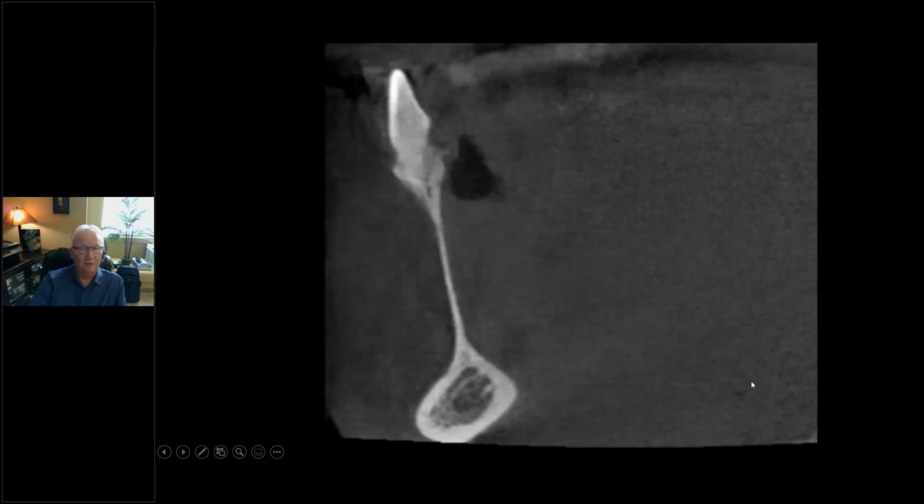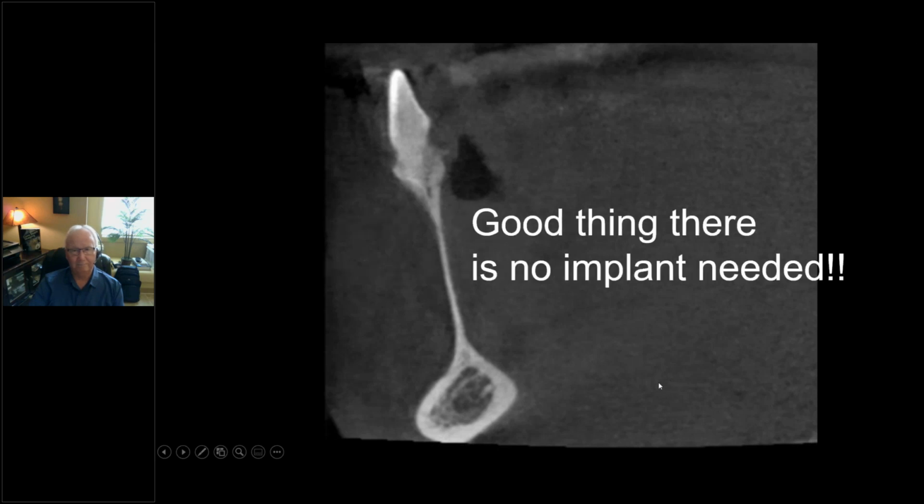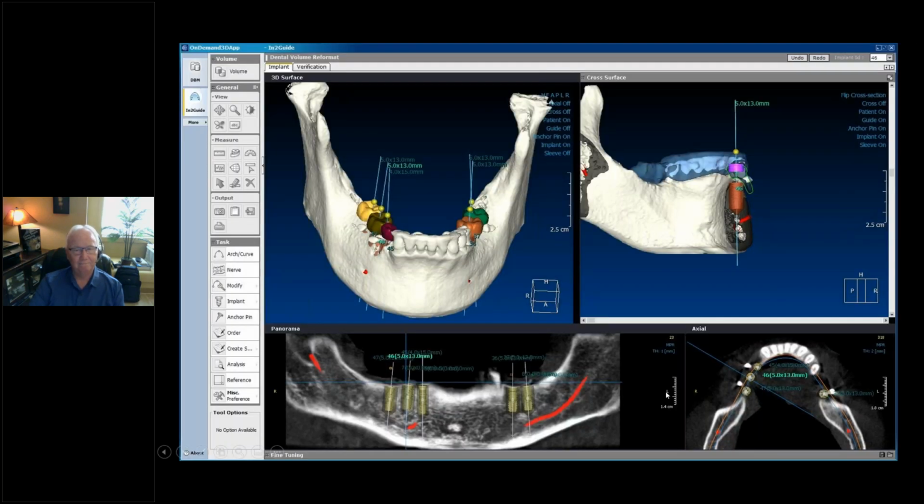So that's what it looks like, folks, and you never know what you're going to get. So if you want to do your implant planning from some type of single panoramic or intraorals and panoramic, don't be surprised when you palpate and whatever that things don't always come out the way they seem. Good thing he didn't need an implant.